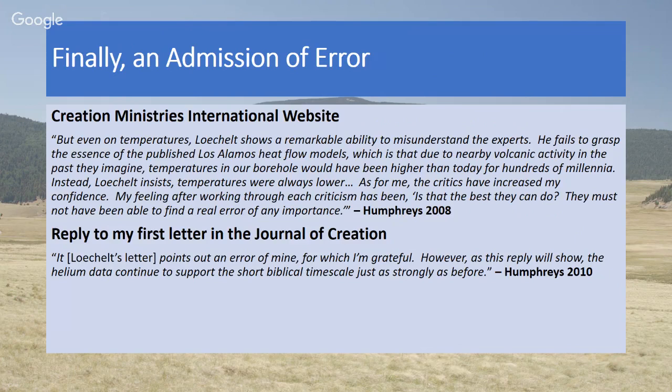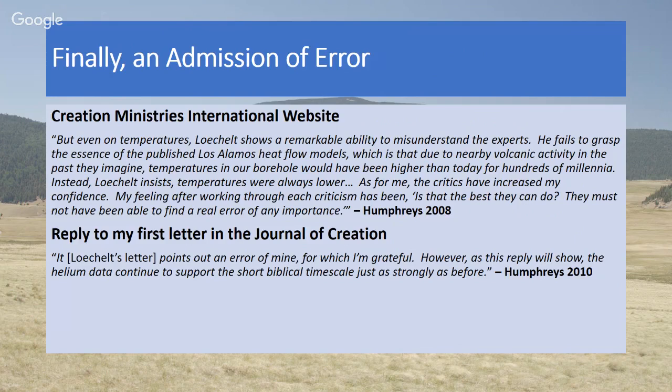I was trying to make that point in 2006 to the Creation Research Society Quarterly. The editor refused to accept that. I published online. Humphreys absolutely refuted that. And so I tried a third time, now in the Journal of Creation, in a letter, where I made the point again, Humphreys read his graph backwards. And for the first time, he concedes. He says, Loechelt's letter points out an error of mine, for which I'm grateful. So he actually conceded this point.